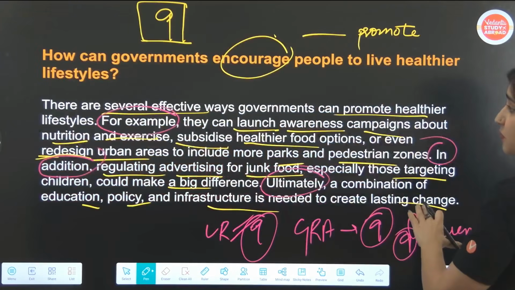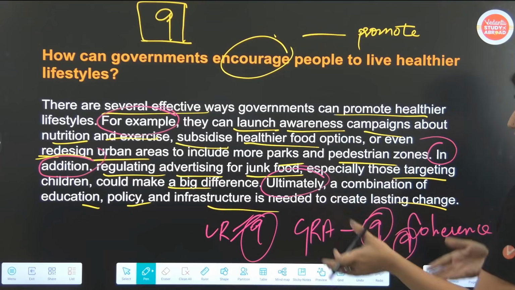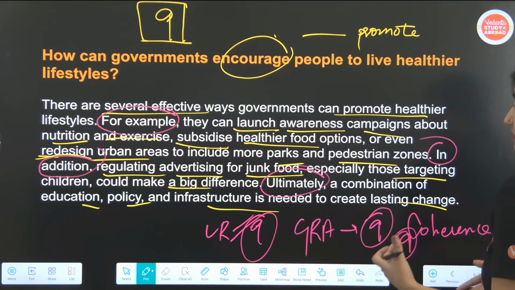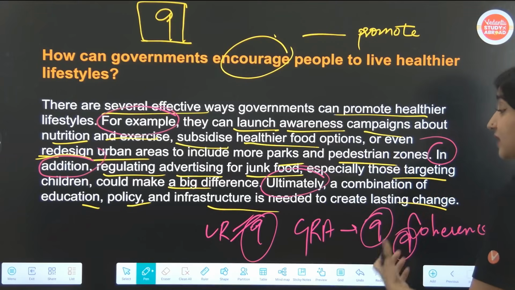Whereas you read this response, there are several effective ways government can promote healthy lifestyles. For example, they can launch awareness campaigns about nutrition and exercise, subsidize healthier food options, or even redesign up.